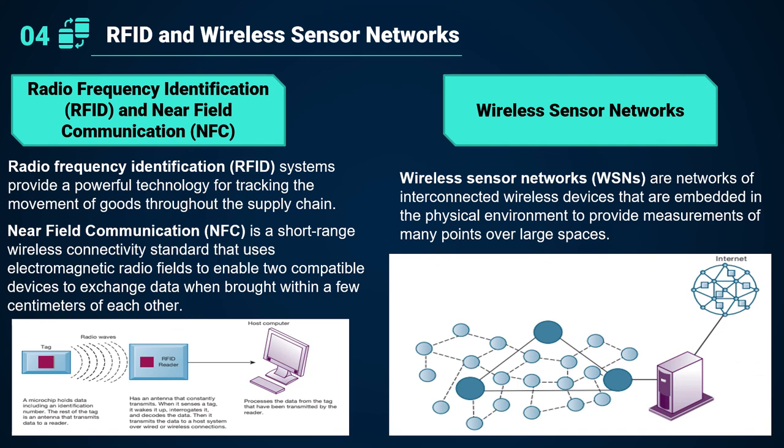If your company wanted state-of-the-art technology to monitor building security or detect hazardous substances in the air, it might deploy a wireless sensor network. Wireless sensor networks, or WSNs, are networks of interconnected wireless devices that are embedded in the physical environment to provide measurements of many points over large space. These devices have built-in processing, storage, and radio frequency sensors and antennas. They are linked into an interconnected network that routes the data they capture to a computer for analysis, and these networks range from hundreds to thousands of nodes.